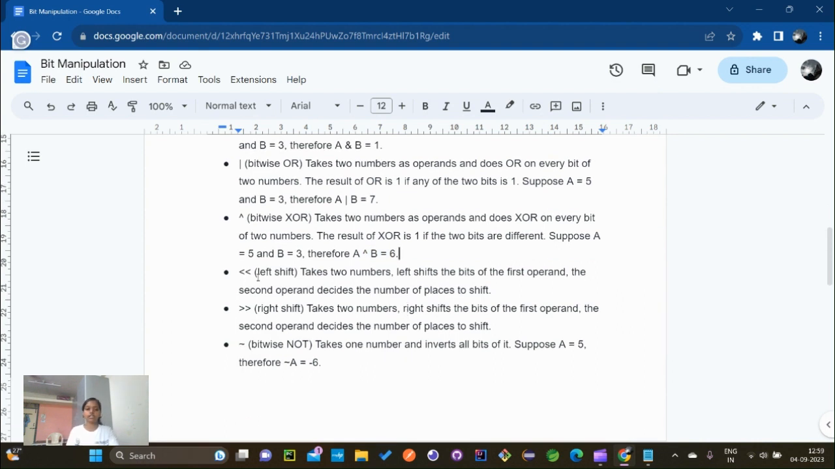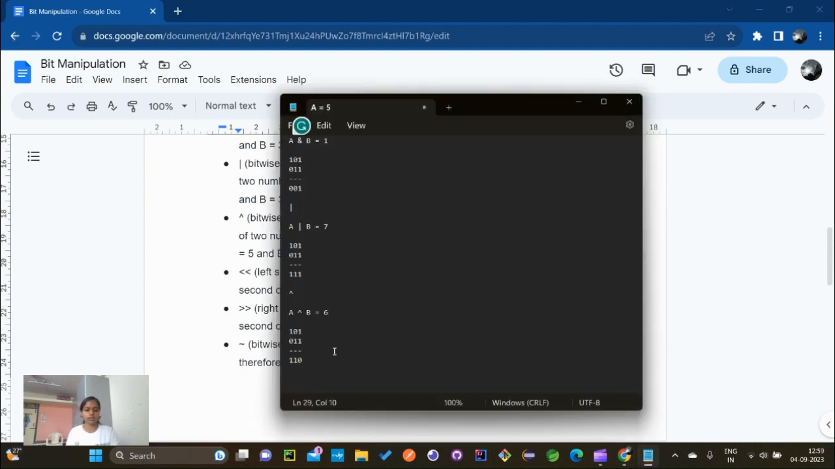Next are the left shift and the right shift. So shifts we are going to see.